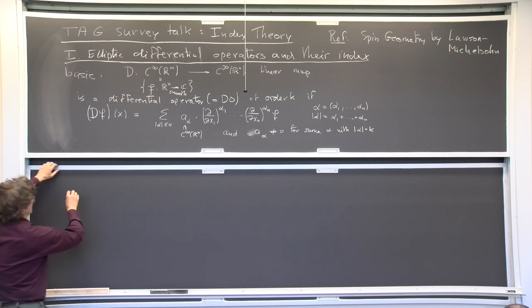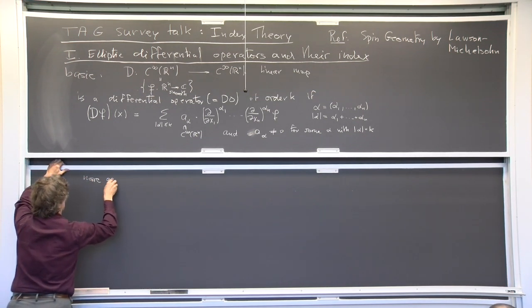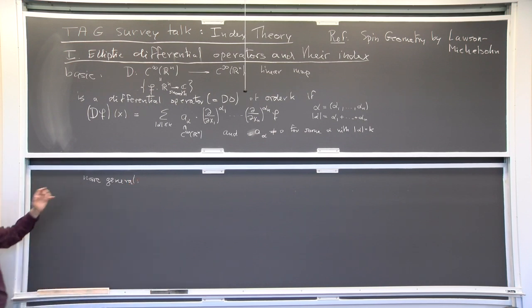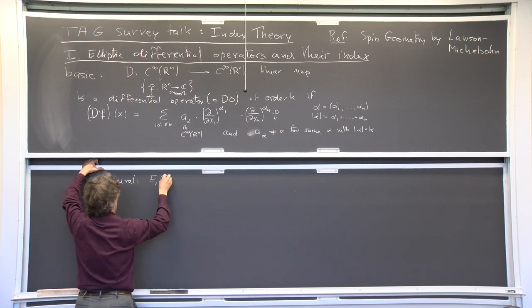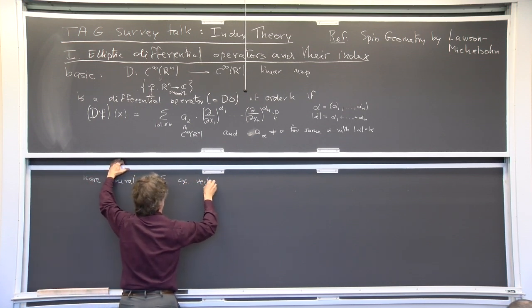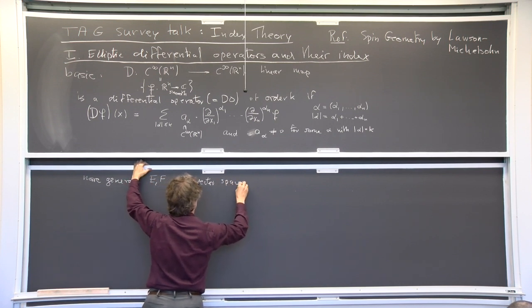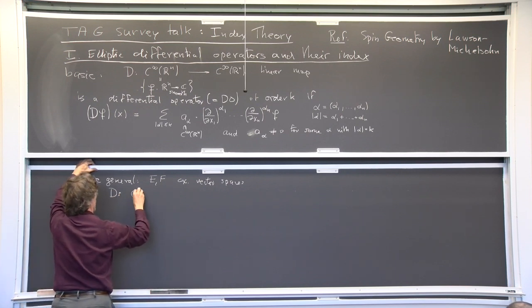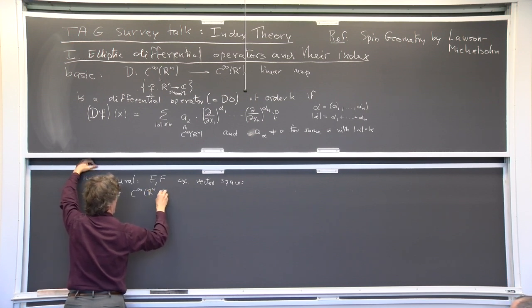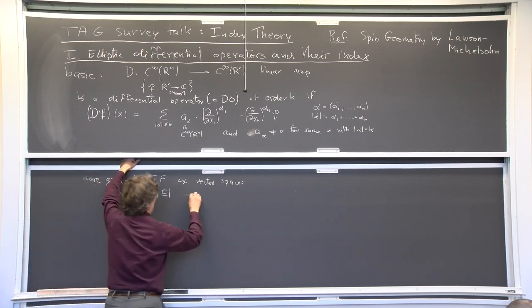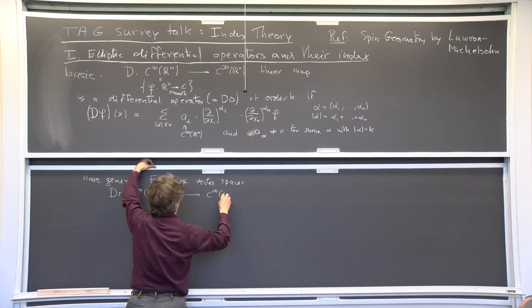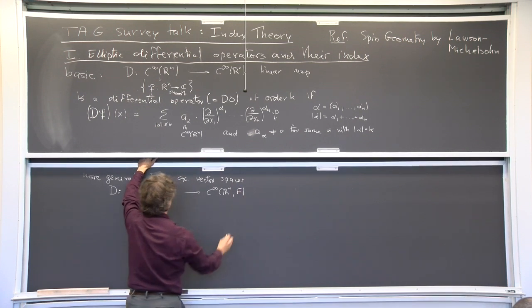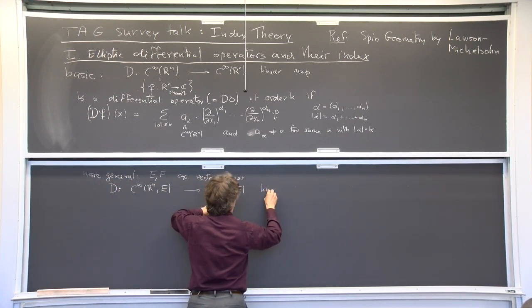Now you can make it more general. Instead of just having complex valued functions, we have functions on R^n with values in some complex vector spaces. Let's say E and F are complex vector spaces. Then you look at an operator D from the smooth functions on R^n with values in the complex vector space E into functions on R^n with values in this other complex vector space F. And you want that to be a linear map.